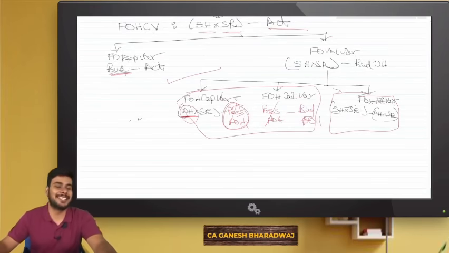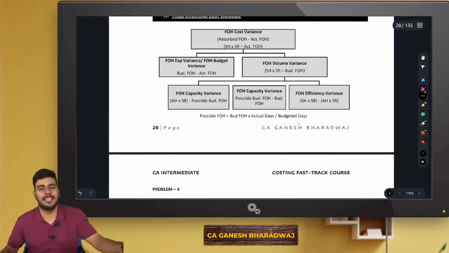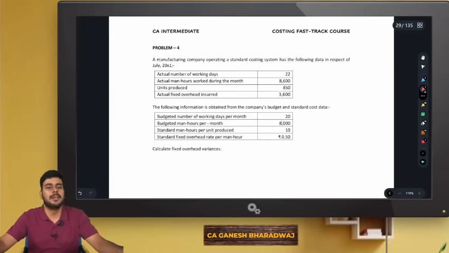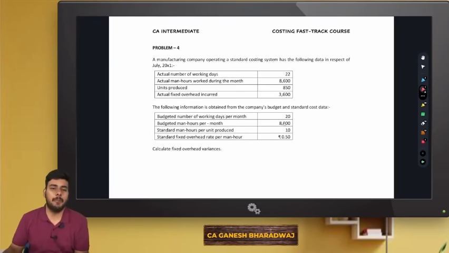Okay, guys, so let's start. So this is the tree that we're talking about. This is something that I've already told you. How to calculate possible fixed overheads, we will do it in the next sum. So let's hit question number 4. Page number 27, take question number 4. A manufacturing company operating a standard costing system has the following data in respect of July 20X1.